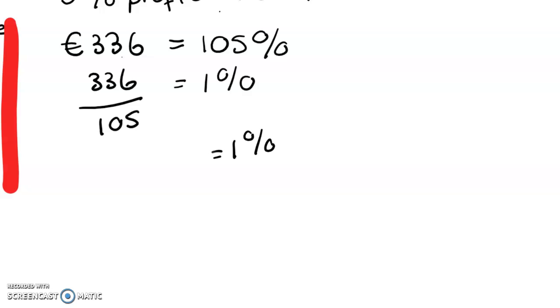So when I bring it down to 1%, 336 divided by 105 gives me 3.2 euros. So if I multiply this by 100%, this gives me the price of the coat when they were taking it off the lorry to bring it into the shop before they put the tag on it.